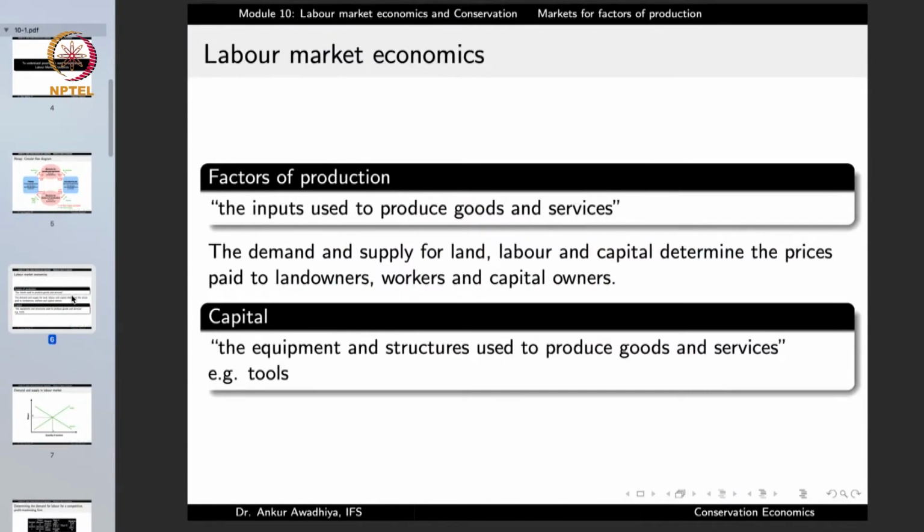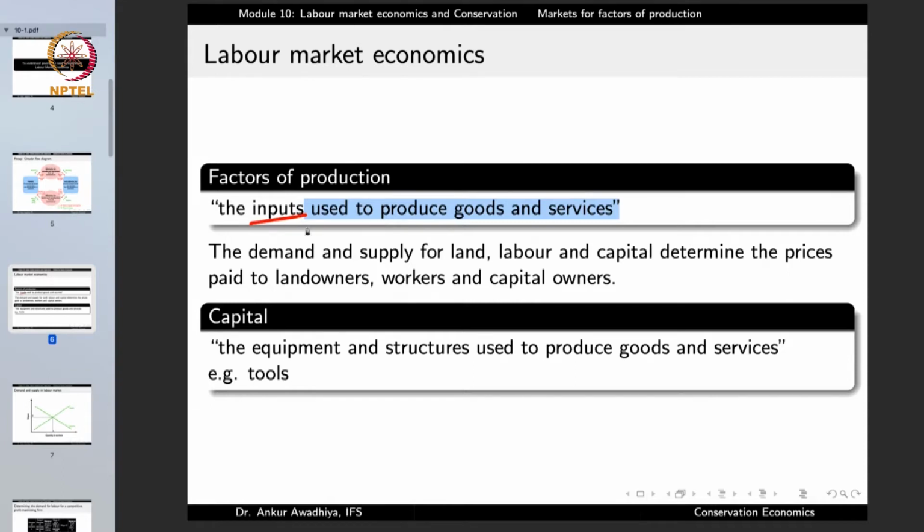Now we begin by defining a few terms. The factors of production. The factors of production are the inputs that are used to produce goods and services. Input used to produce goods and services. Now, what are these inputs? These inputs include things like land, labor, and capital.